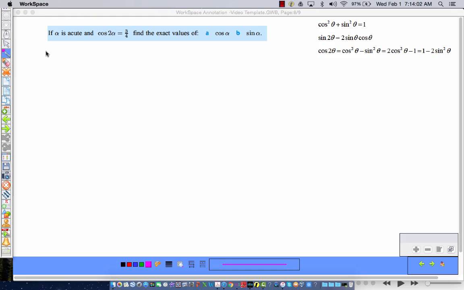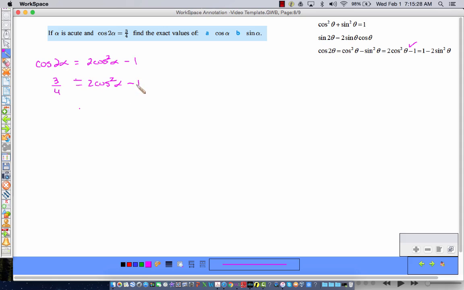Well, I know that cosine of 2 alpha equals a lot of things. I'm going to choose one; it doesn't matter really. That's going to be 2 cosine squared alpha minus 1 using this double angle formula. So I know the value of cosine 2 alpha is equal to 3/4, so I replace this with 3/4. So that is equal to 2 cosine squared alpha minus 1.